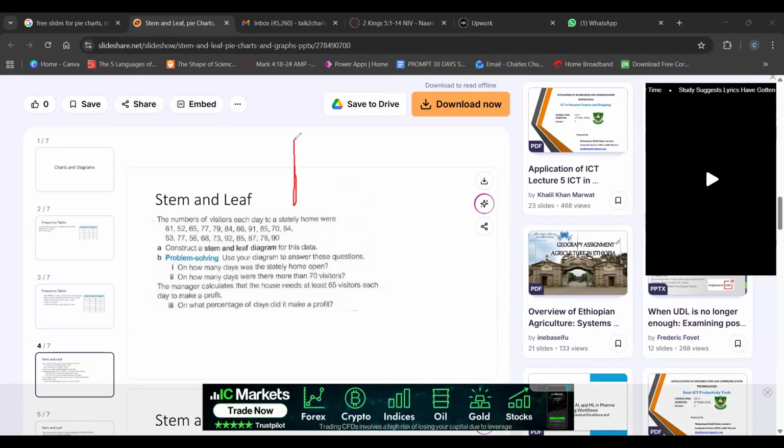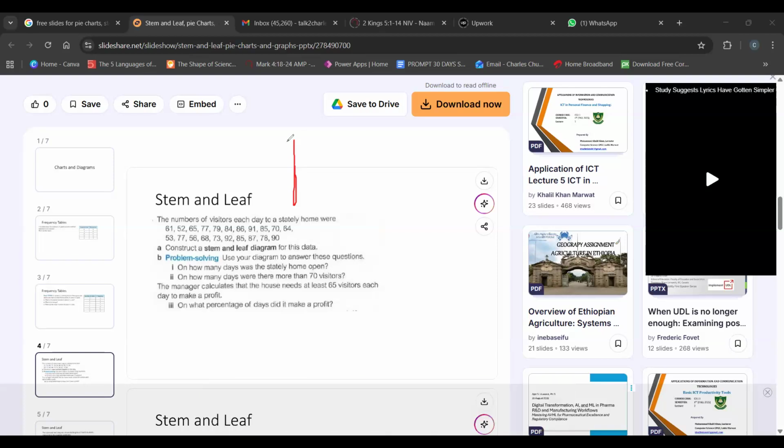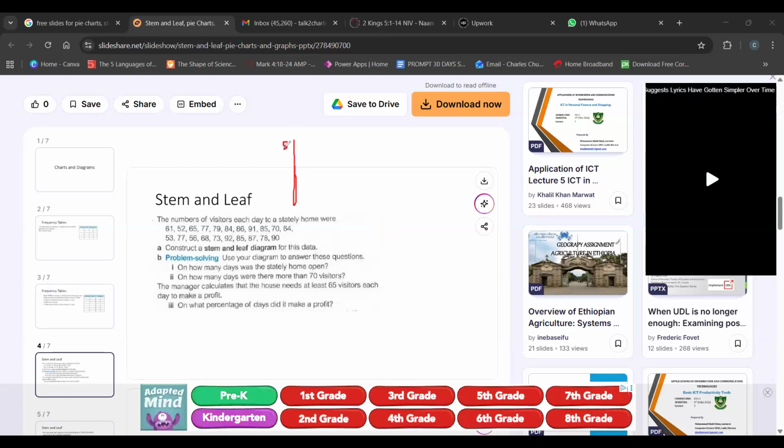The 50s seem to be the lowest here, right? Okay, so if we start with this, what will we have? That'll be 5 and 2, 5 and 2, and 5 and 3, right? 5 and 3. There's a 5 and 6 as well. Okay, nice. I can see the 6 now. And then 6 and 1, and 1.